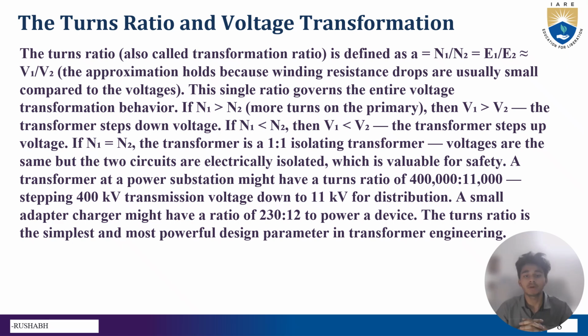A transformer at a power substation might have a turns ratio of 4 lakh to 11,000, stepping 400 kilovolt transmission voltage down to 11 kilovolts for distribution. A small adapter charger might have a ratio of 230 to 12 to power a device. The turns ratio is the simplest and the most powerful design parameter in transformer engineering.